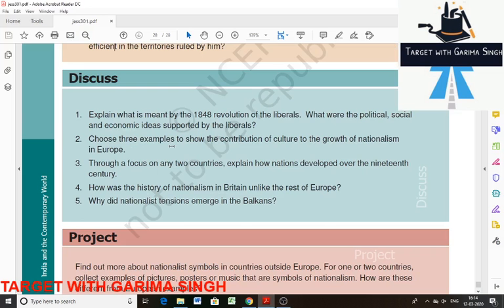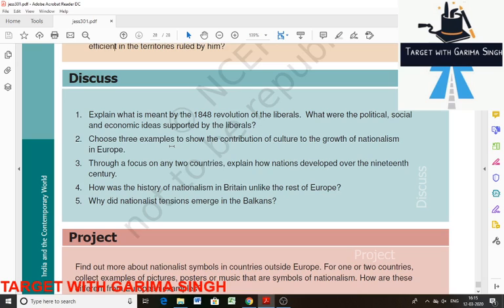Next is, choose three examples to show the contribution of culture to the growth of nationalism in Europe. First, you can write about Romanticism, a European cultural movement aimed at developing national unity by creating a sense of shared heritage and common history. The Romantic artists' emphasis on emotions, intuition and mystical feelings gave shape and expression to nationalist sentiment. Then second, you write about folk songs, dance and poetry, which contributed to popularizing the spirit of nationalism and patriotic fervor in Europe. Collecting and recording the different forms of folk culture was important for building a national consciousness.